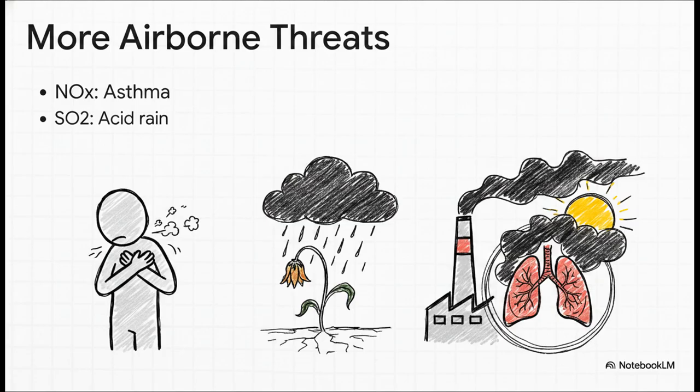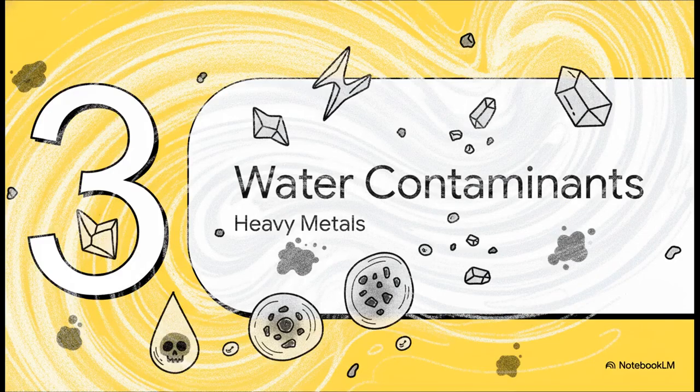If you see ozone on your exam, remember it is uniquely classified as a secondary pollutant, meaning it isn't emitted directly from a car's tailpipe. It actually forms in the atmosphere through complex chemical reactions. And when you breathe that in, acute lung inflammation. Don't forget that one. All right, let's shift gears and move right into Module 3, Water Contaminants and Heavy Metals.